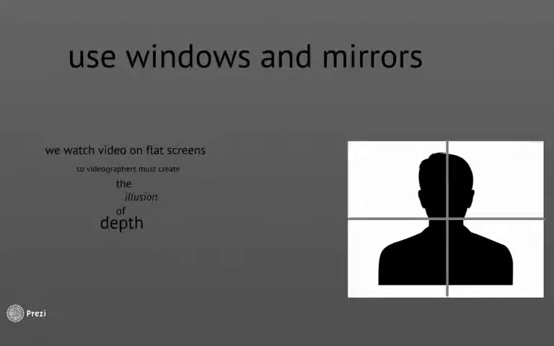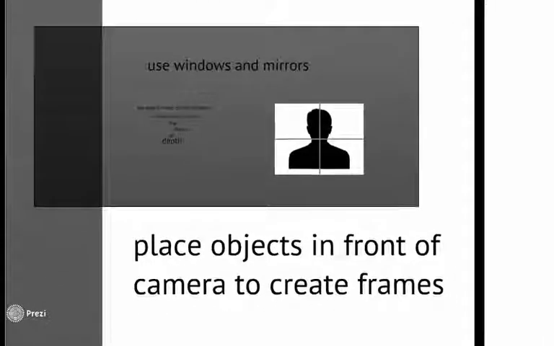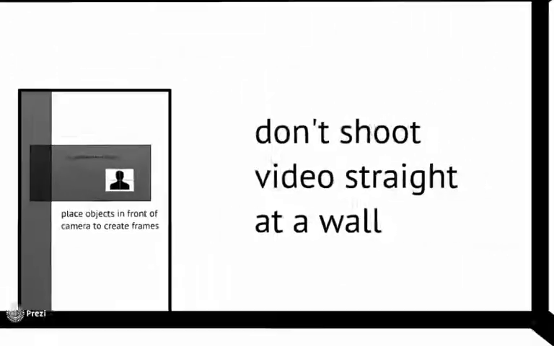Well, first of all, we can use windows and mirrors. Anytime you show a reflection of something, you're adding depth to that something, and that is one kind of three-dimensionality. Furthermore, place objects in front of the camera to create frames. Anytime our subject is framed by lines such as walls, posts, doorways, tree limbs, trunks, anything that we can frame the subject creates more three-dimensionality.